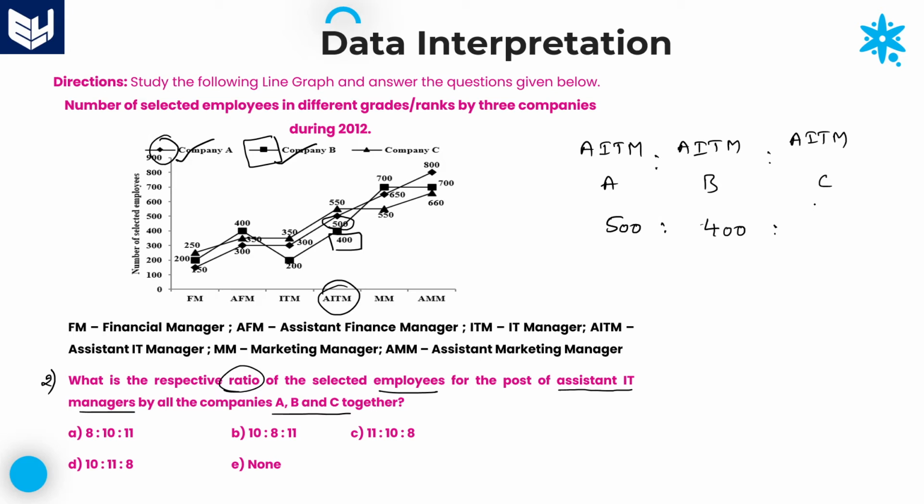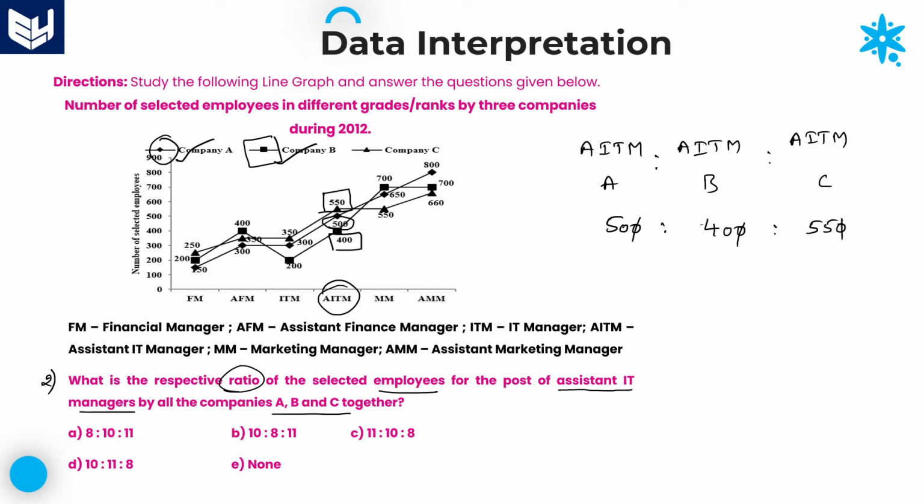Whereas company C assistant IT managers. Here assistant IT managers are 550, right? So for company C the value of assistant IT managers is 550. Now you just cancel all the zeros which are common. Zero is common, you just cancel those values.